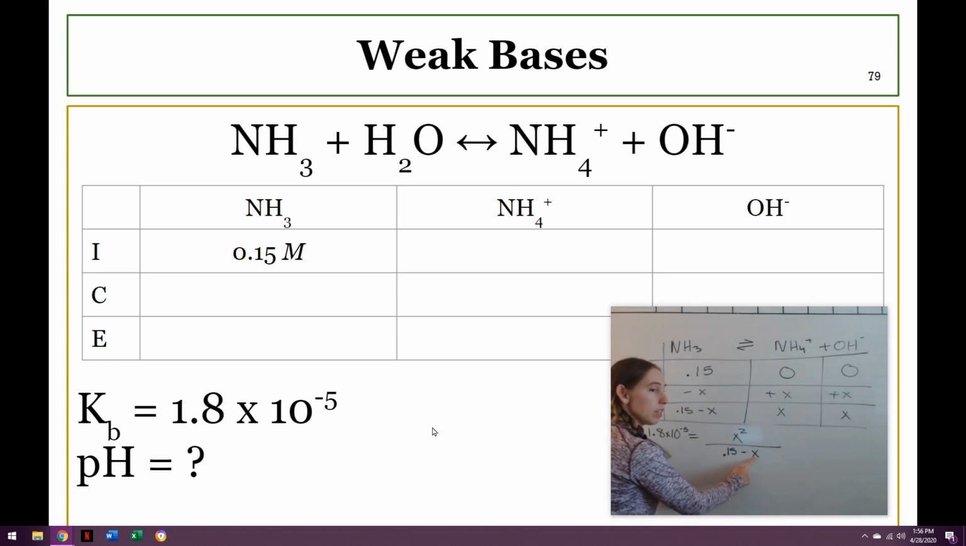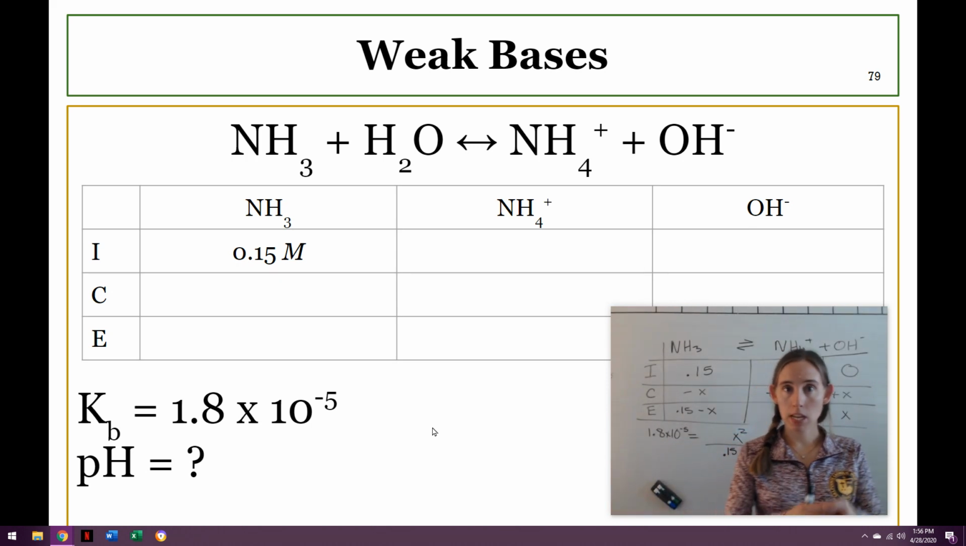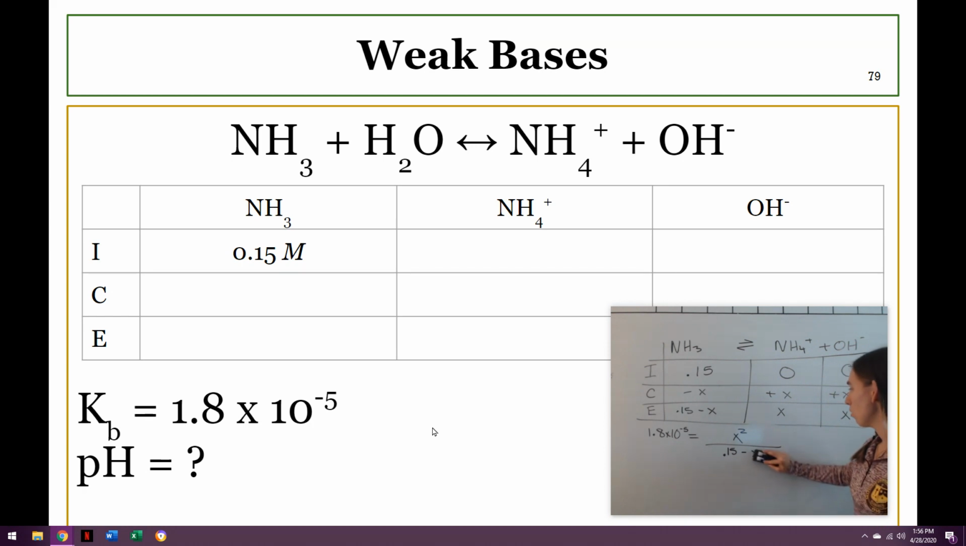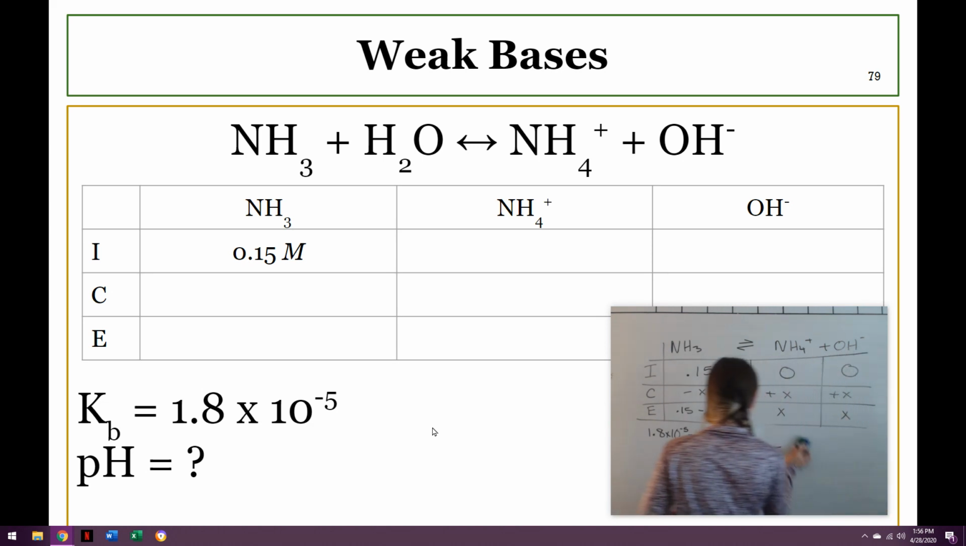You get to ignore the x in the denominator if your Kb value, same as the Ka, has an exponent of -4 or greater, making the whole value smaller. So we do, we've got 10 to the -5 there. So we get to ignore x in the denominator. It is so small, we're still going to have 0.15 as our concentration here. Now it's just simple algebra.